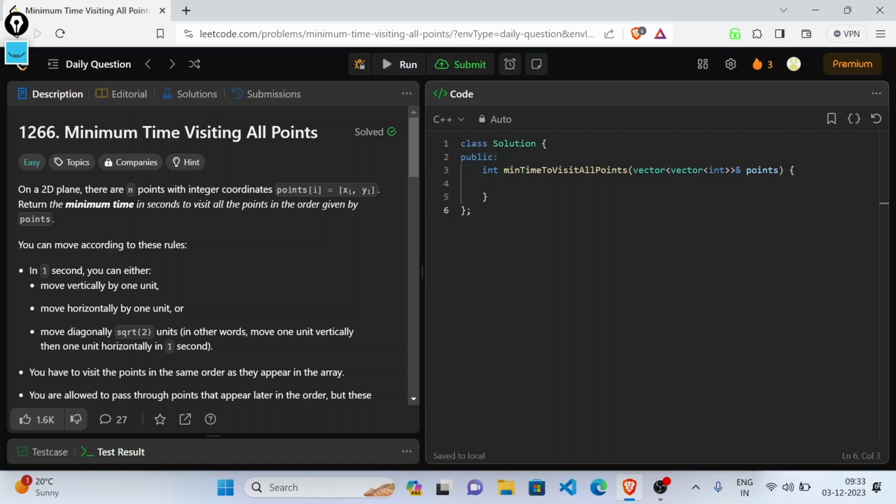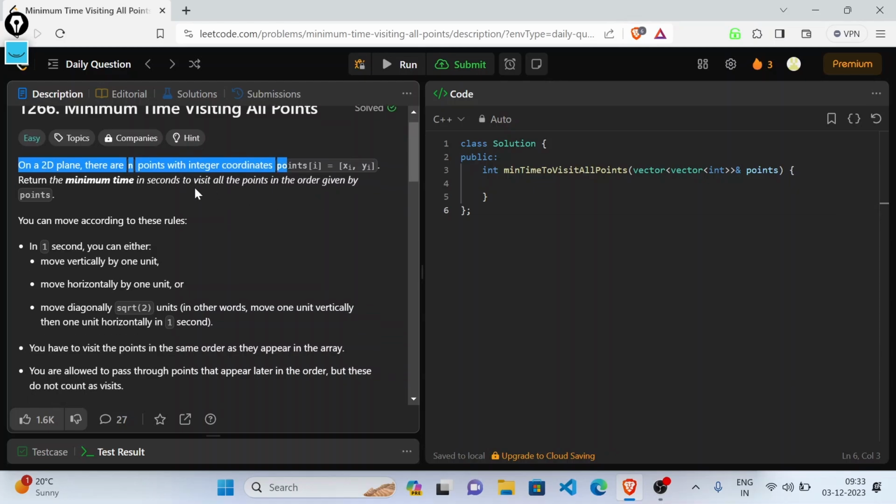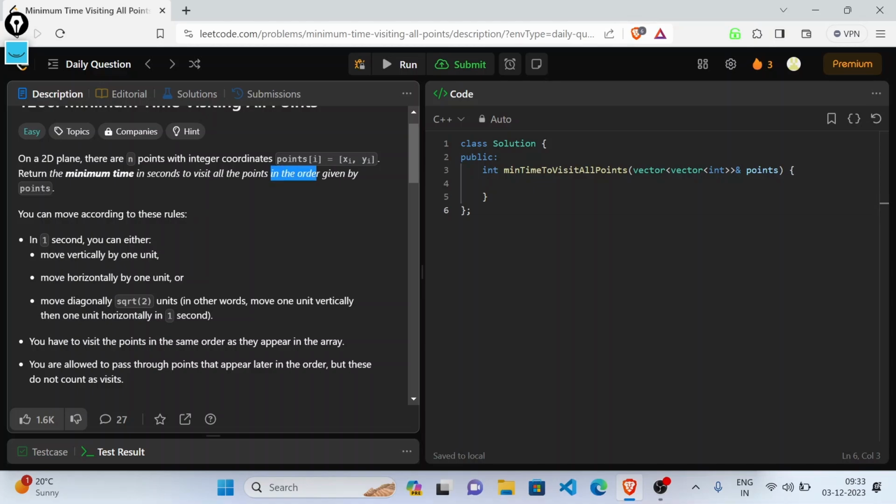So, today we are back with another video in which we will be solving the question Minimum Time Visiting All Points. So, let's see what this question is. On a 2D plane, there are n points with integer coordinates, points[i] = [x, y]. We are given a 2D plane with the points x and y. Return the minimum time in seconds to visit all the points in the order given by points. So we need to return the minimum time so that we can visit all the points in the order in which they are given.